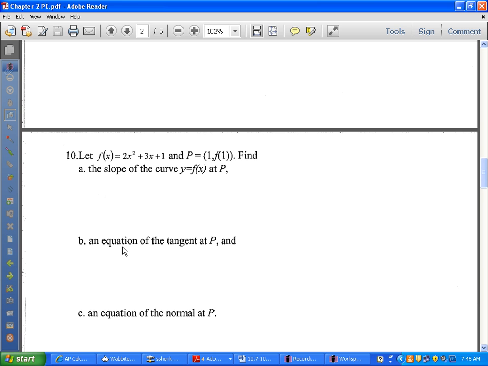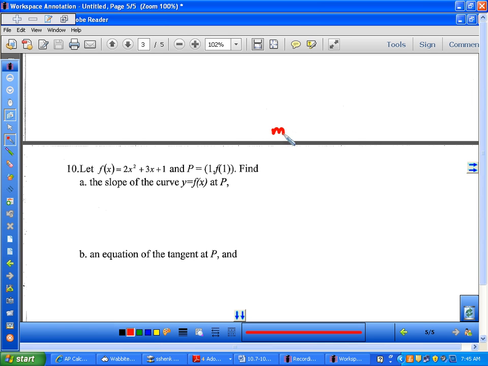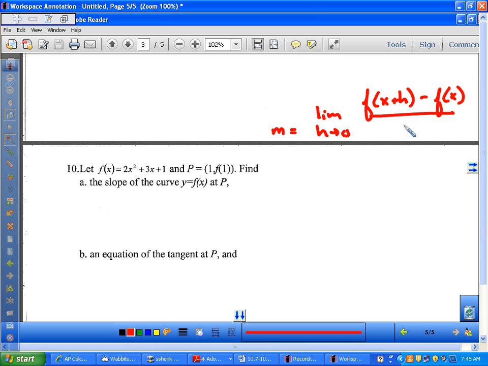Number 10 here, how do we find the slope of a curve? M equals the limit as h approaches 0 of f of x plus h minus f of x, all over h. The limit as h approaches 0 of this difference quotient, tell me the three things that it represents. Slope of the tangent line, the slope of the curve, and the instantaneous rate of change.